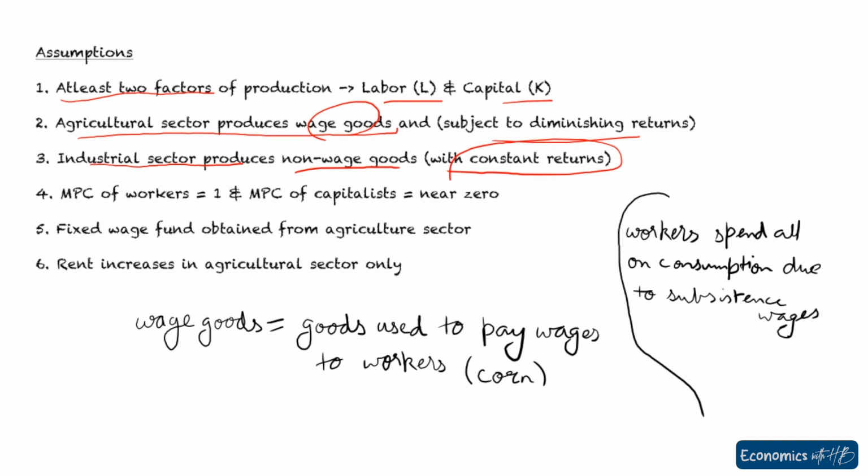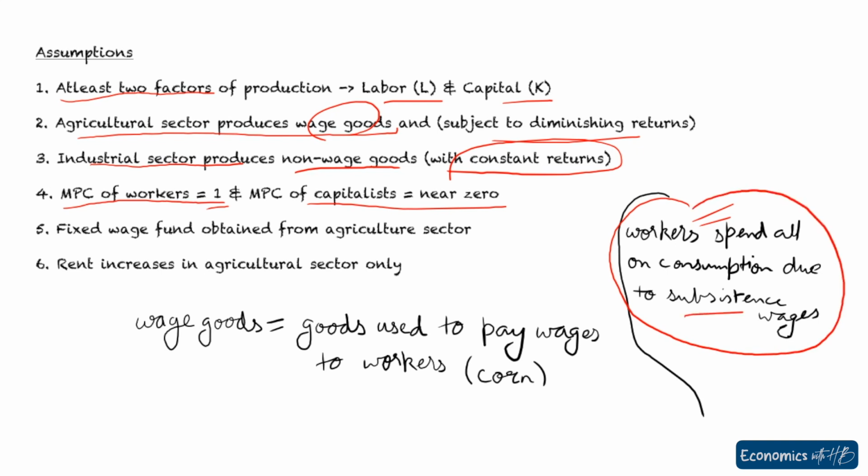He also assumes that the MPC of workers is unity. The marginal propensity to consume of workers is unity and that of capitalists is near zero, which means that workers consume or spend the whole of their wages and are unable to save. Why? Because they are being given subsistence wages, barely enough for day-to-day expense and survival.